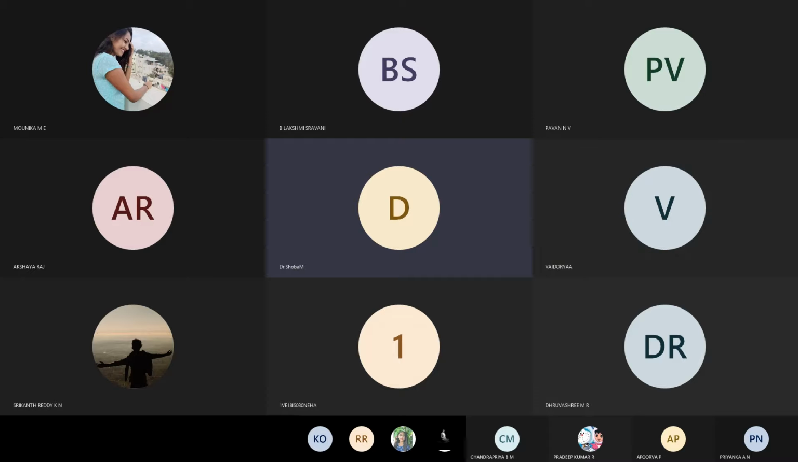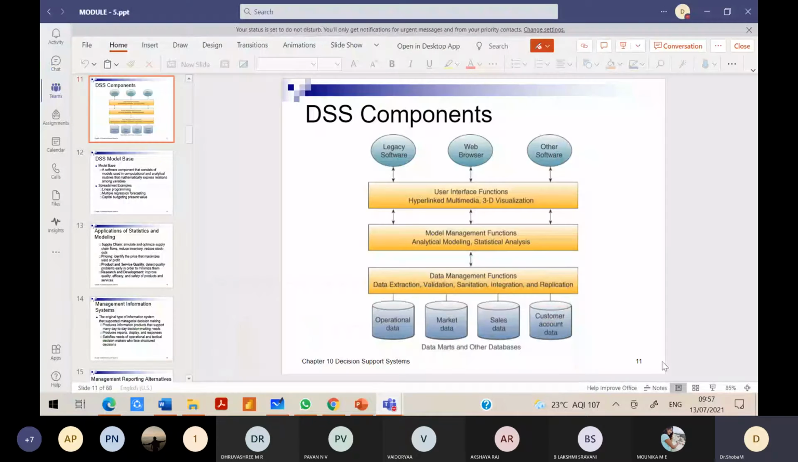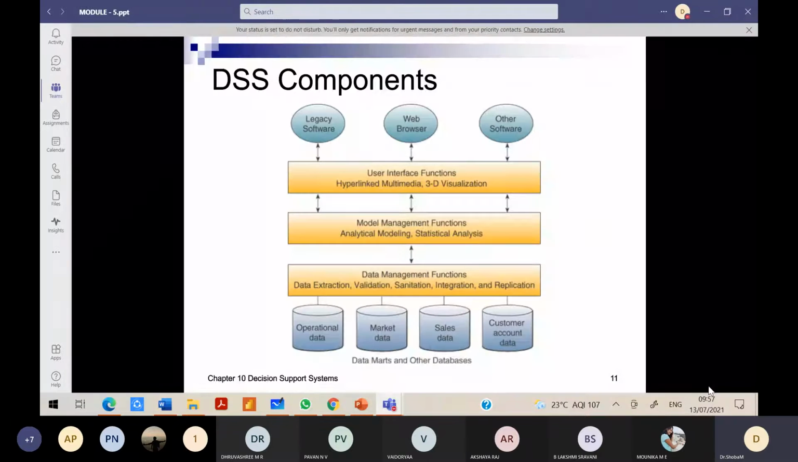So I'll be sharing my screen. Just give me a minute. Is my screen visible, students?